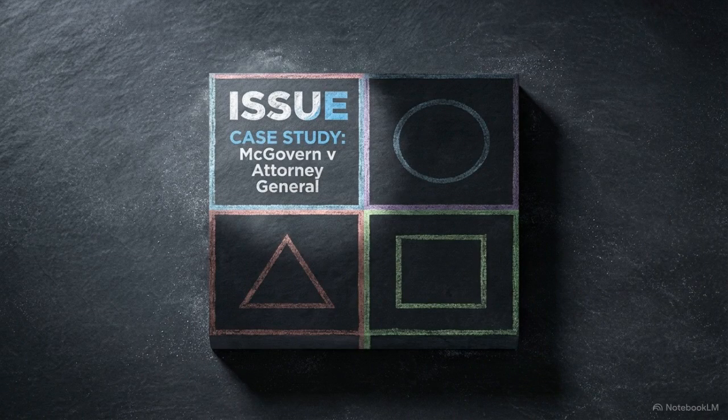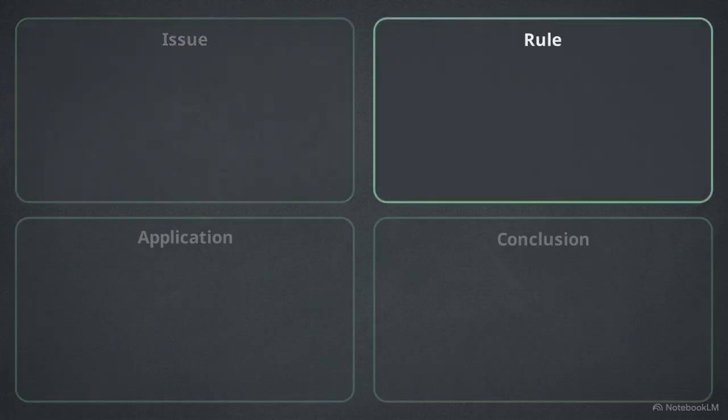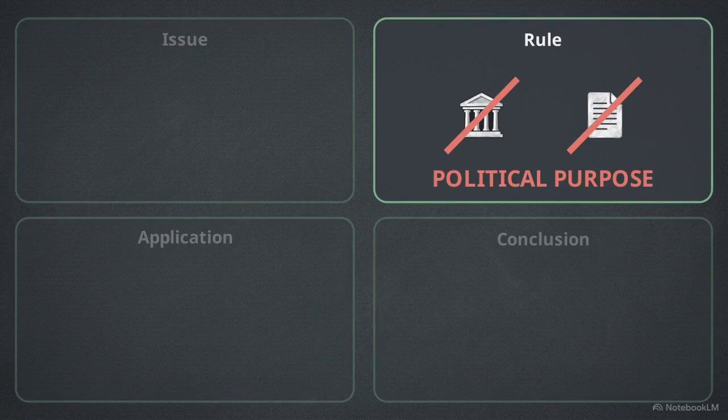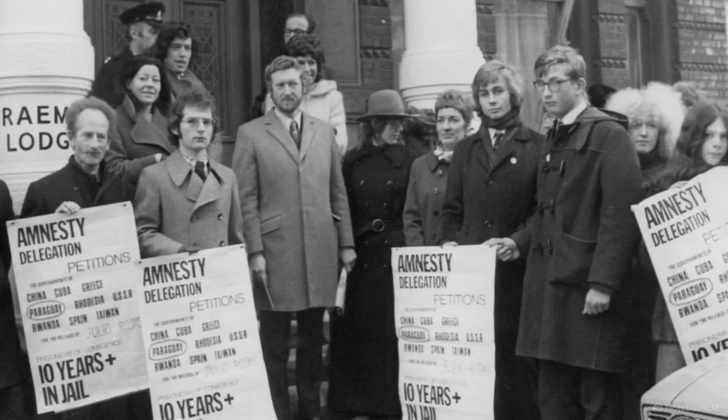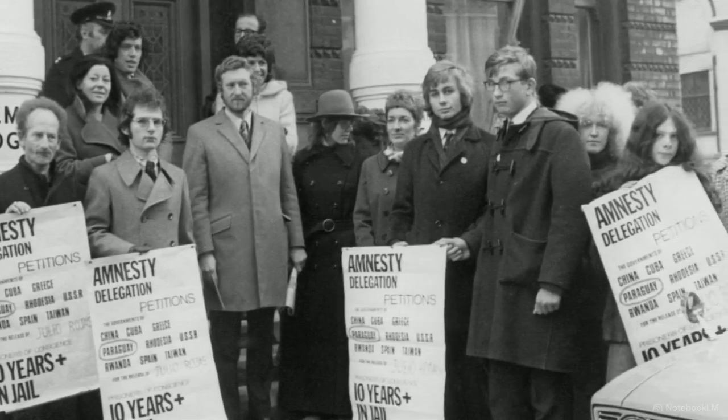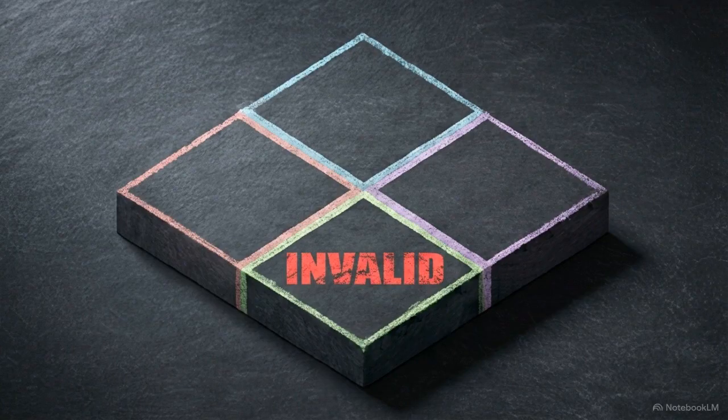Amnesty International sought charitable status for a trust to relieve the suffering of prisoners of conscience. The rule applied by the court states that seeking to alter government policy or procure changes in the law constitutes a political purpose, which is inherently non-charitable. Applying the rule, securing the release of prisoners inherently requires changing government administrative decisions. The conclusion: the trust fails.